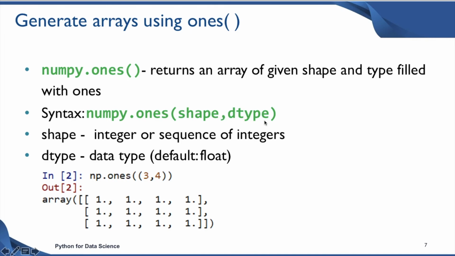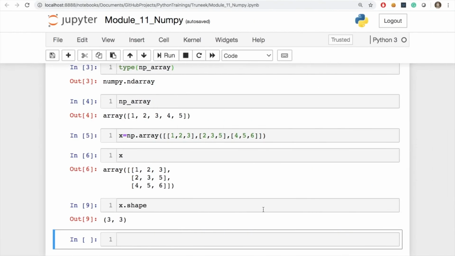If you don't specify the dtype, by default the dtype is floating point, and shape you need to define. For example, you need all the elements in your 3 cross 4 array to be ones. That could be done by using ones. So this is your ones, and it has filled all the values with floating point values, and its shape is 3 cross 4, that is 3 rows and 4 columns, right?